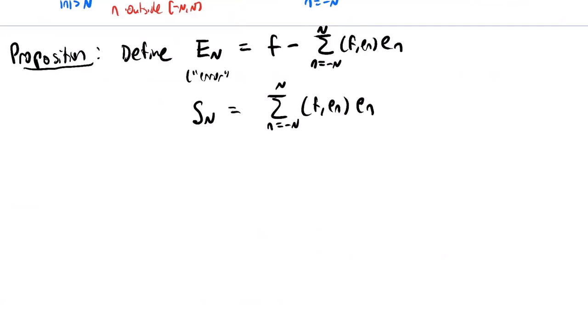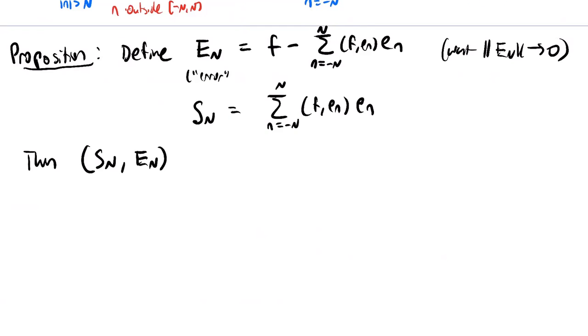Right, and so S_N is just my sequence of partial sums for my Fourier series, which I'm trying to show converges in L2. And E_N is the error, or the difference between the partial sums and the function, right? And so we want to show that the L2 norm of E_N converges to 0, right? If we could prove this, we would prove the L2 convergence theorem. And S_N is just the partial sum that appears in this difference. And so the proposition is that these two things are orthogonal. So if I take the inner product of S_N with E_N, this is equal to 0.